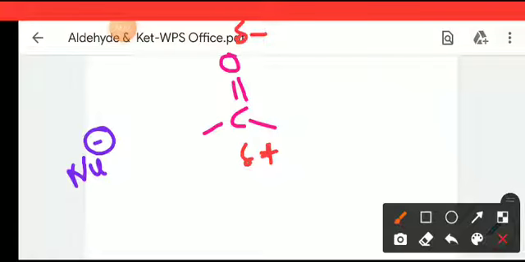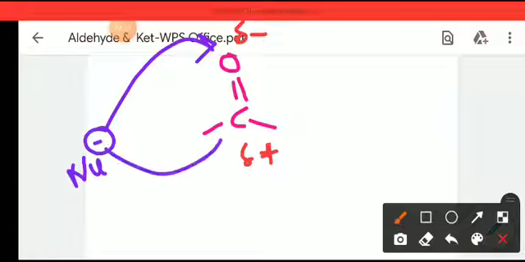Okay, so a nucleophile is a positive lover, which means any nucleophile will attack on what? It can attack on oxygen or it can attack on carbon. But the nucleophile, being negative, will not attack the negative oxygen, which is the site with more electron density. Here oxygen has more electron density, so it is a negatively charged site.